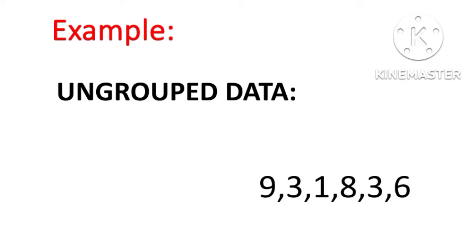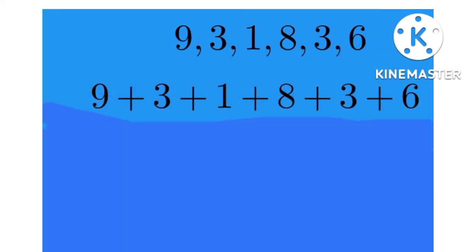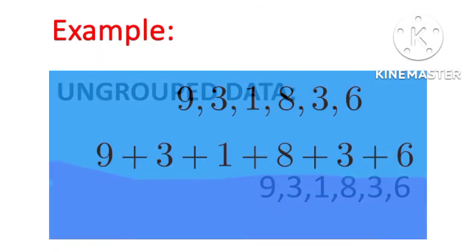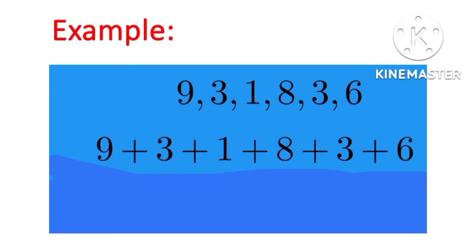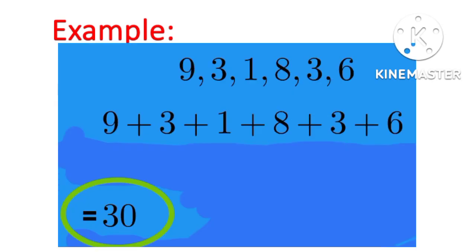The ungrouped data: 9, 3, 1, 8, 3, 6. Here, let us first use addition as our operation in order to get the sum of the given numbers. 9 plus 3 plus 1 plus 8 plus 3 plus 6 is equal to 30. Now that we have the sum of given numbers in ungrouped data, let us now use division as our operation in order to get the average or the mean.